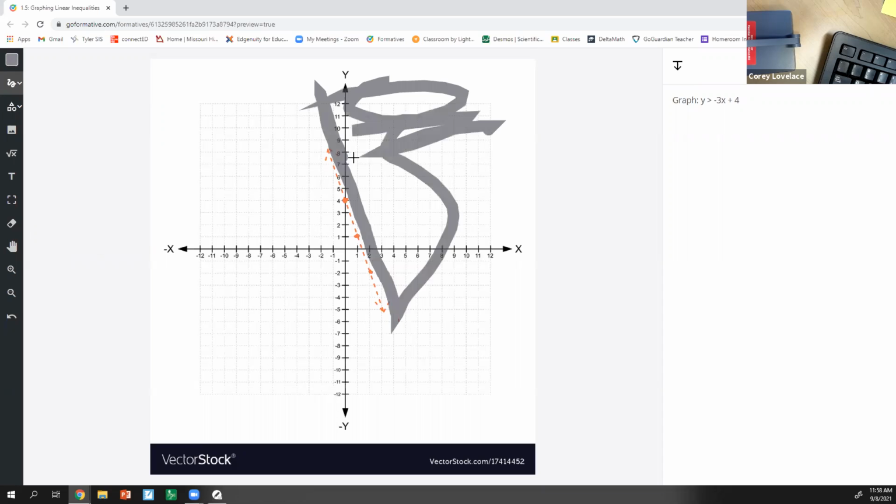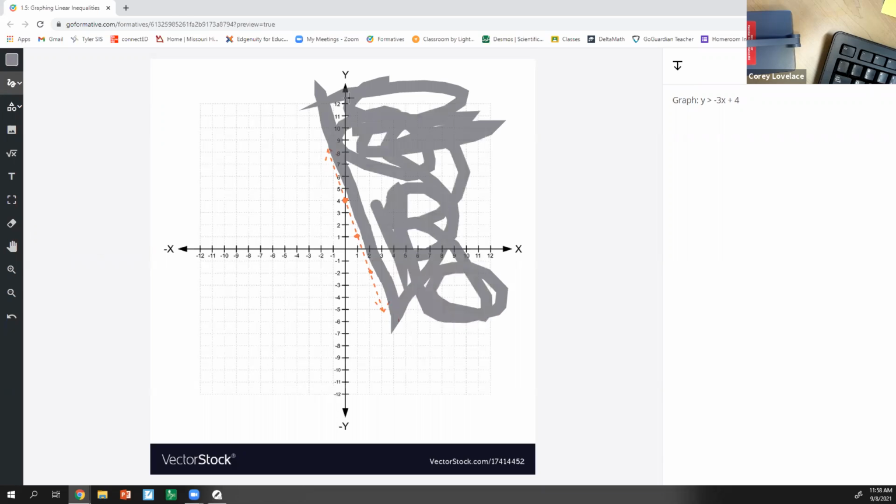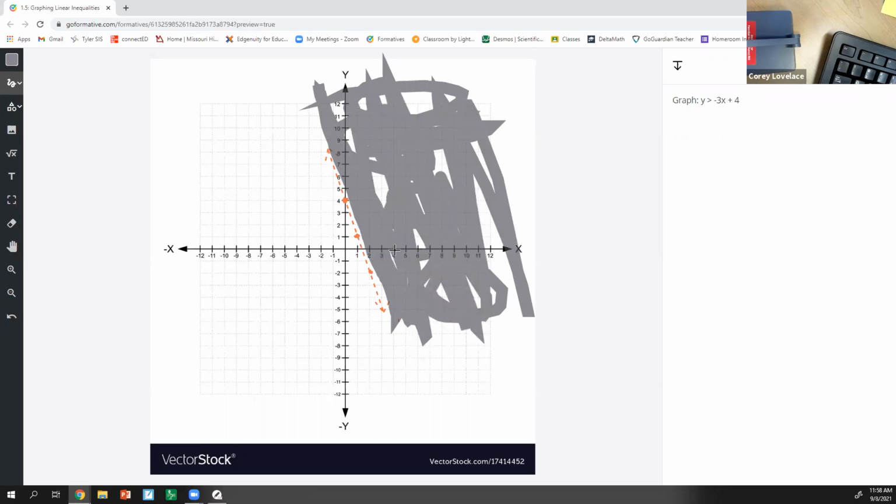And I don't expect you to fill all this in when you're doing this assignment on Delta Math. It'll do it a little bit more automatically for you. So that's done. So the solution would be anything that's in that shaded area would count as the answer.